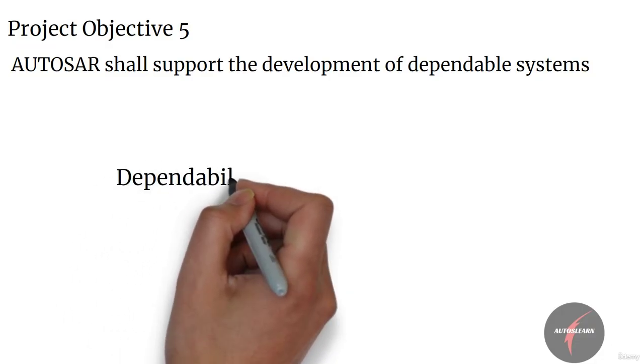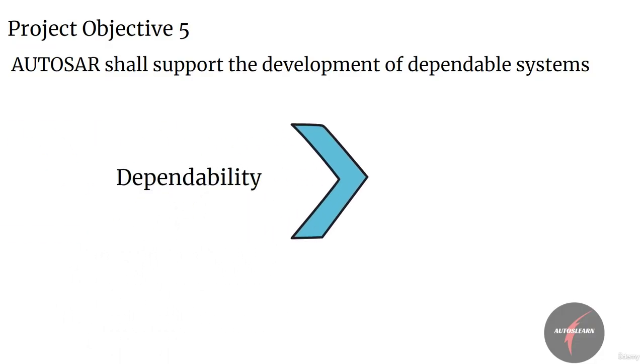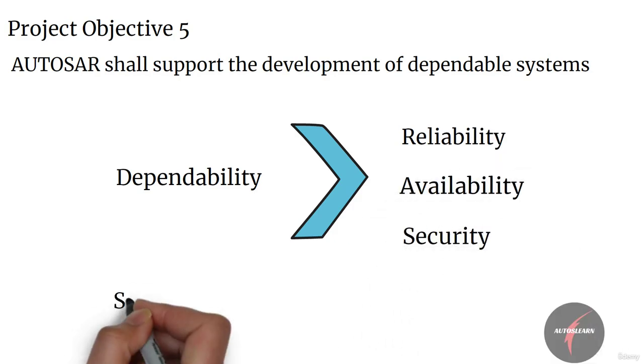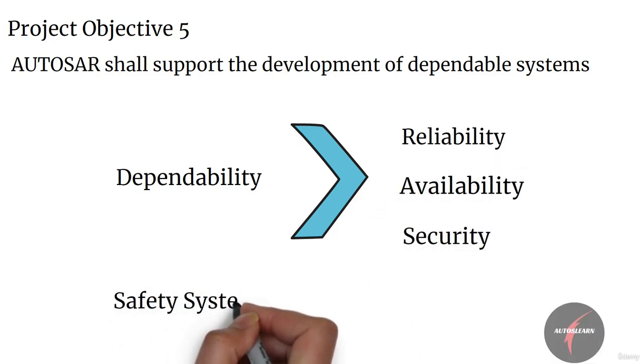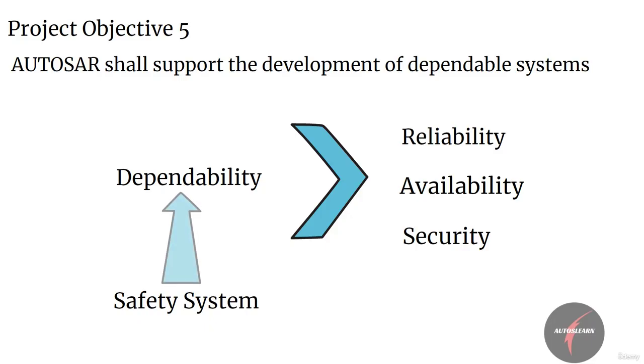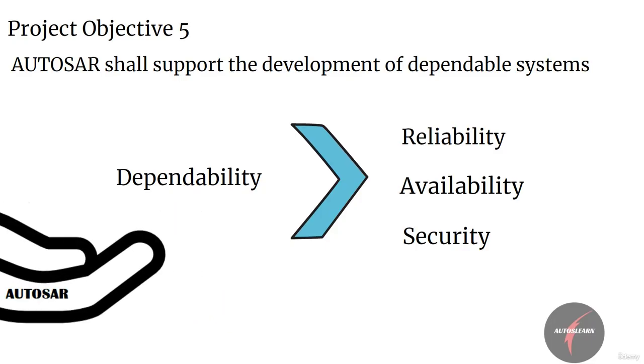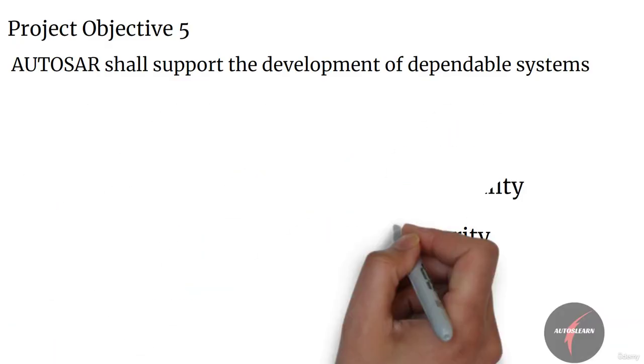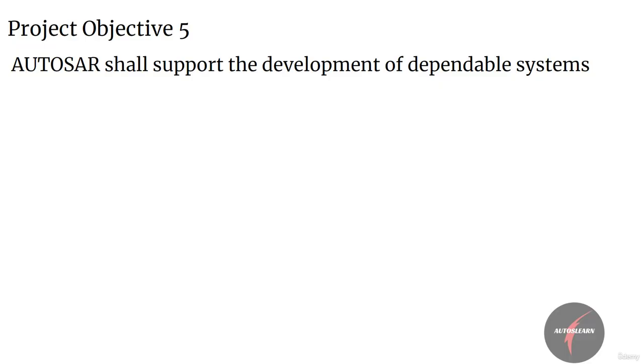Dependability covers the related system attributes of reliability, availability, and security. All the safety systems in automotive come under dependable systems. With this understanding, the objective simply implies that AUTOSAR shall provide additional support to fulfill the requirement of dependable systems. With this overview in mind, let's look into the main requirements.